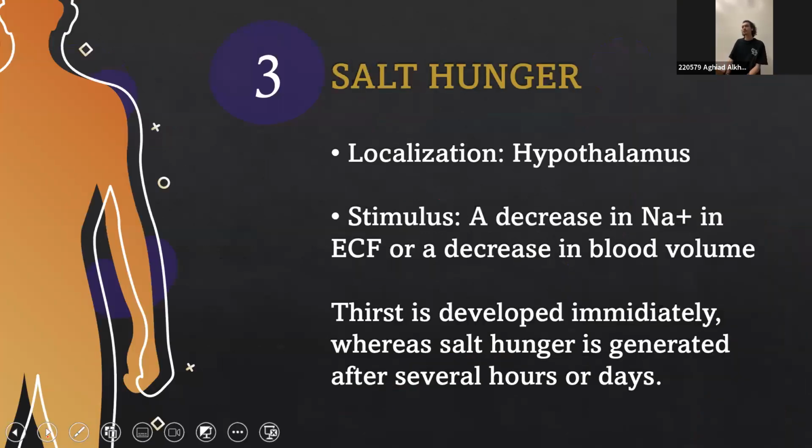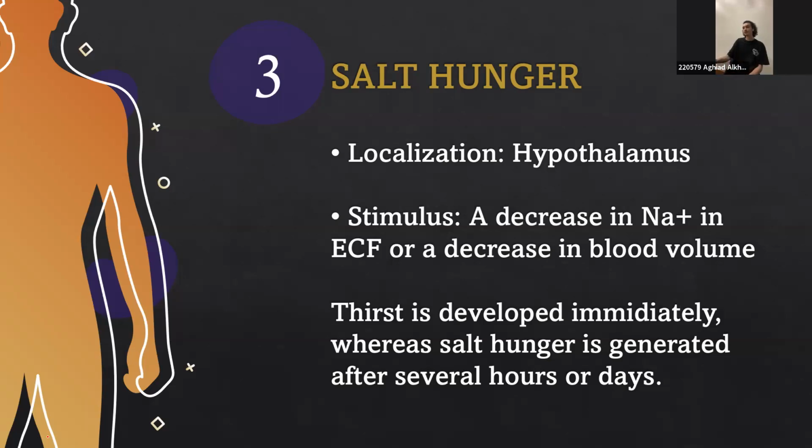And this is salt hunger, localization again in the hypothalamus. And the stimulus for that is a decrease in sodium in the extracellular fluid, or decrease in blood volume. Because when there's too little sodium, the body interprets that we're not getting nutrition properly. Okay, or there's too little blood volume. Okay, that stimulates you eating, so you can produce more blood.